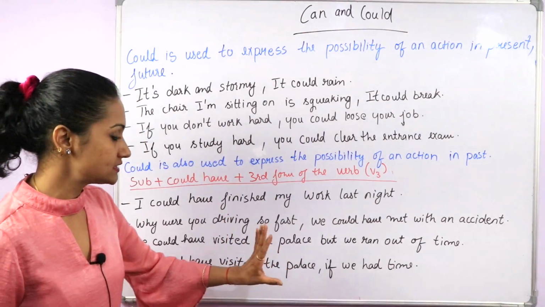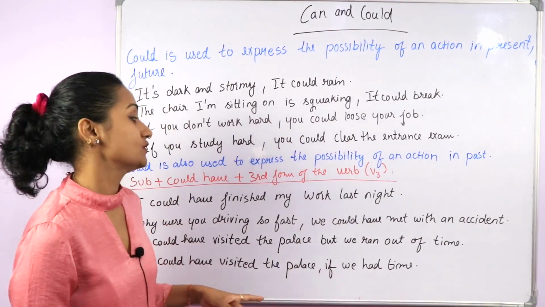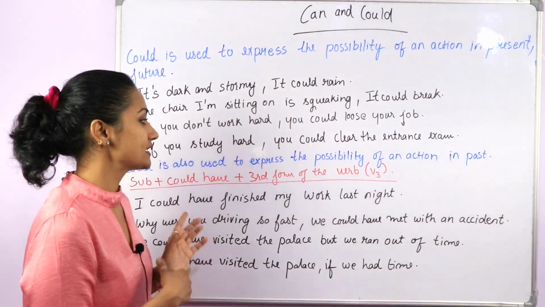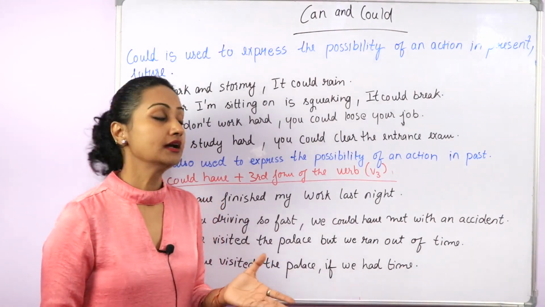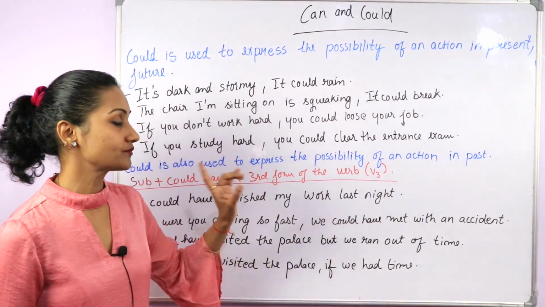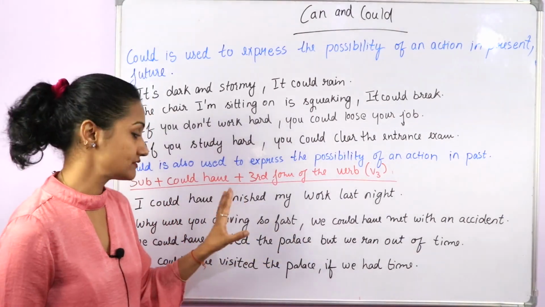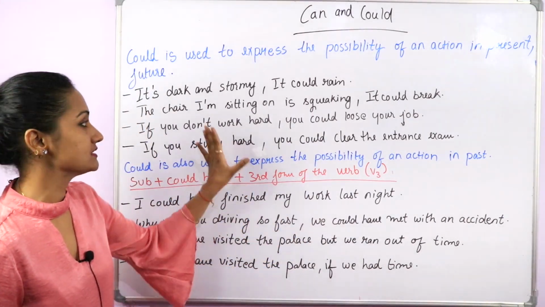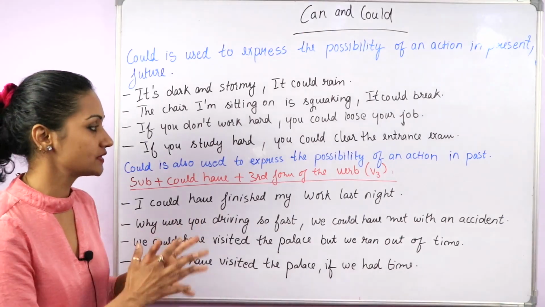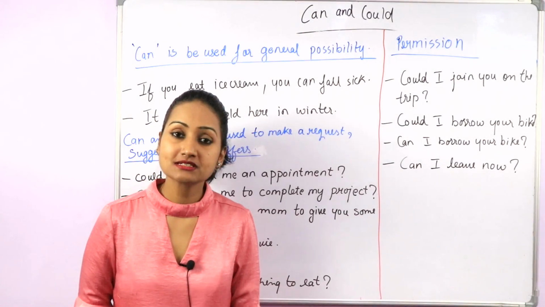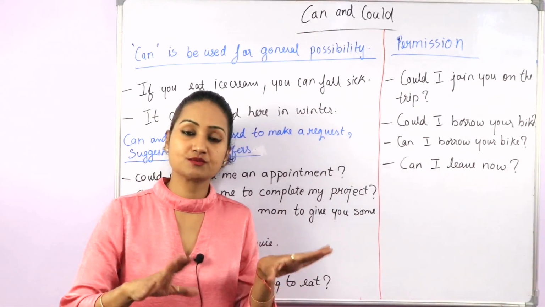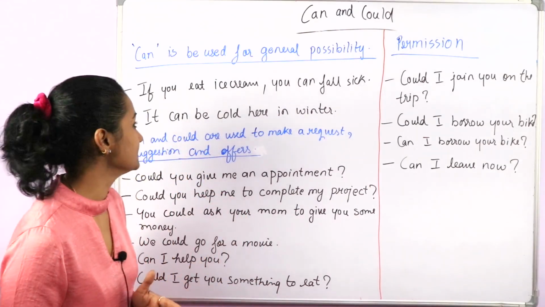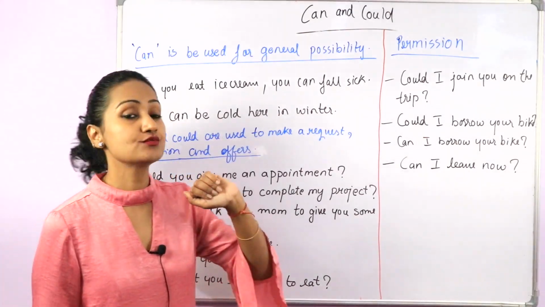So just keep this thing in mind that we use could to express the possibility of an action in present, past and future. When you talk about past, you have to use could have, otherwise only could. So this way you can use could. Can is also used to express the possibility, but general possibility, not past, present or future. How? Let's see. If you eat ice cream, you can fall sick.